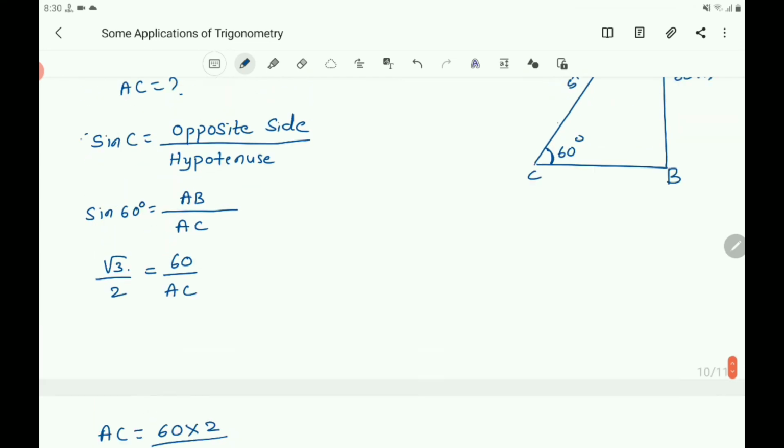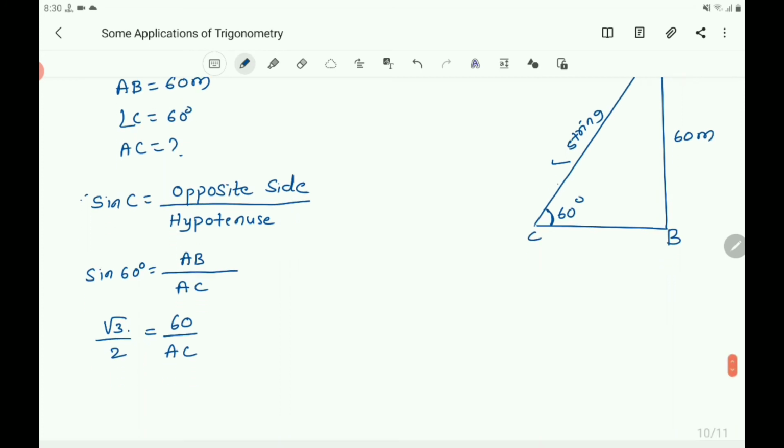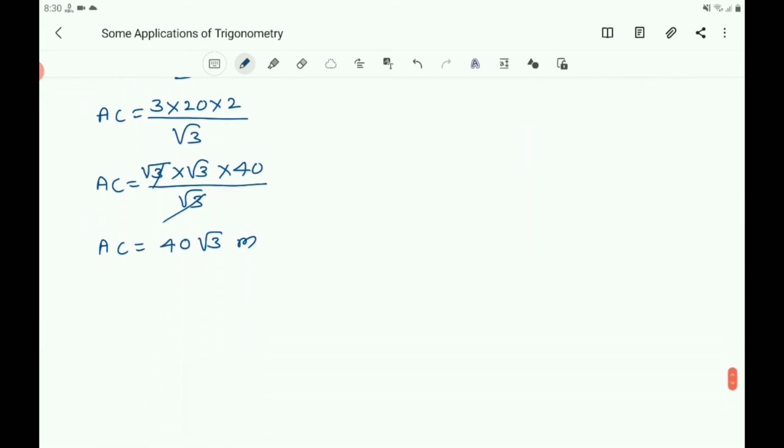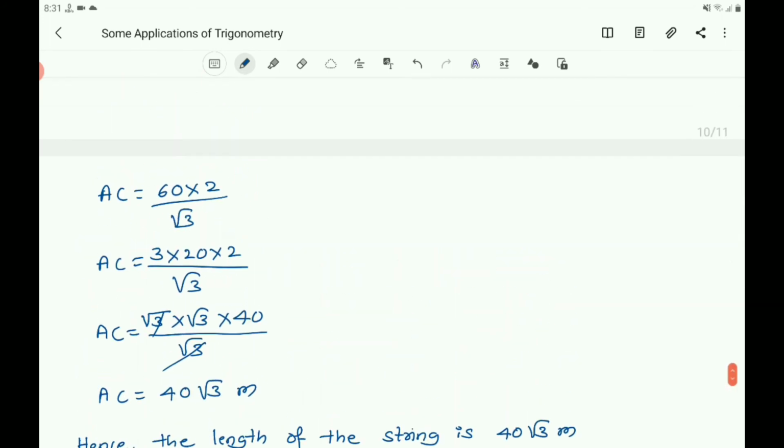The length of the string is 40 root 3 meter. Hence the length of the string is 40 root 3 meter. That is the answer you got with the help of the ratio sine theta.